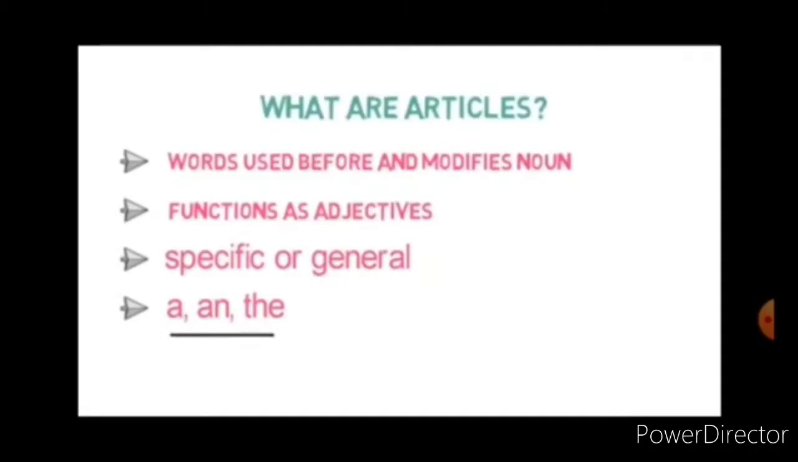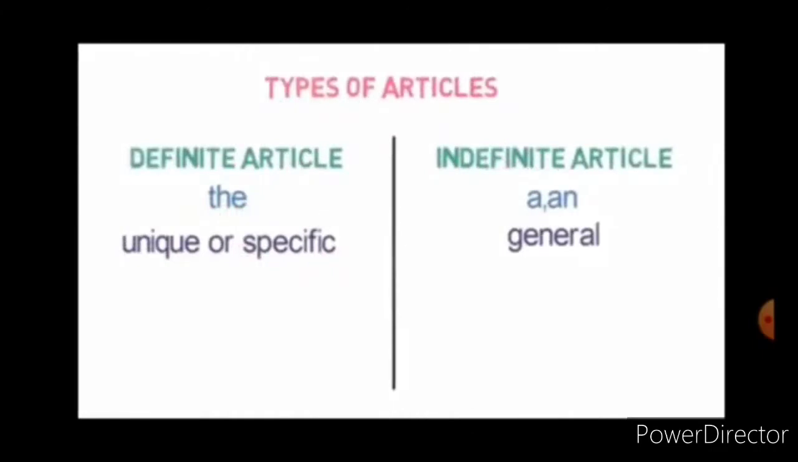What are the articles in English? A, an, and the. Then let us move on to the types of articles. We have two types: one is the definite article, and the other is the indefinite article. The article the, the definite article, shows the uniqueness or specificity of a noun. The indefinite articles a and an show the general sense.